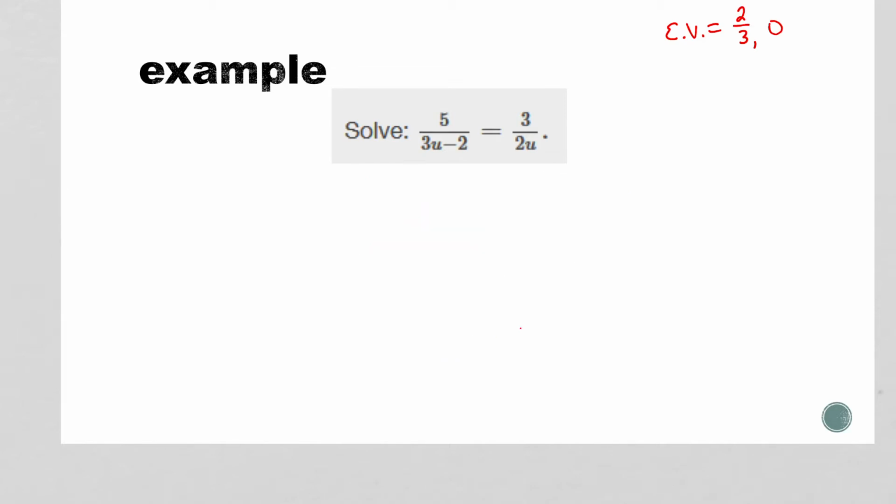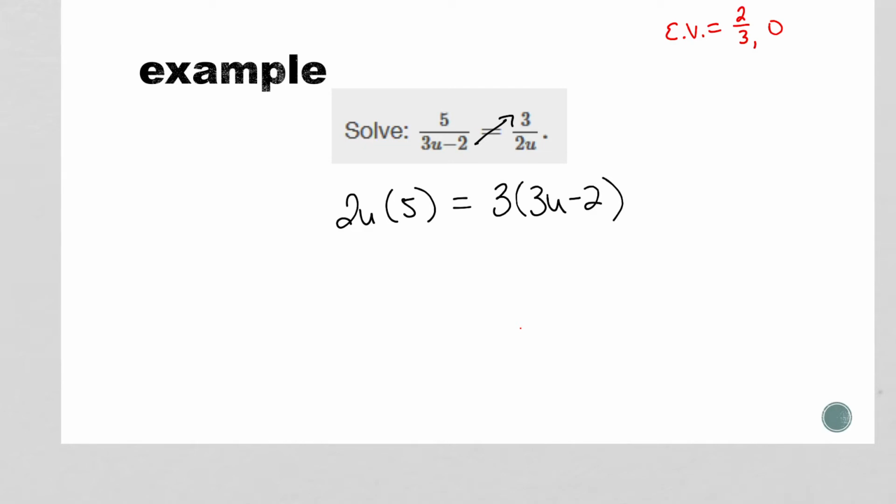So the next thing that I want to show you is a couple of different ways to solve this. Now, if you haven't noticed, this is a fraction equal to a fraction, which means that this is a proportion. And do you remember how to solve a proportion? You cross multiply. Okay, so that means we're going to have 2u times 5. And we're going to have 3u minus 2 times 3.